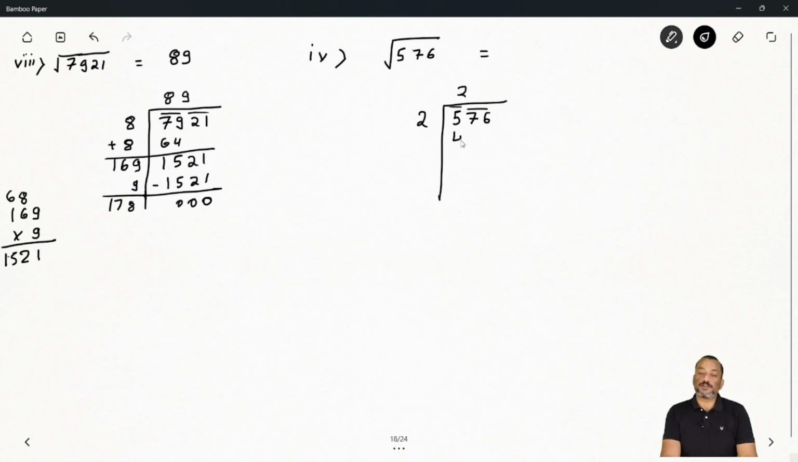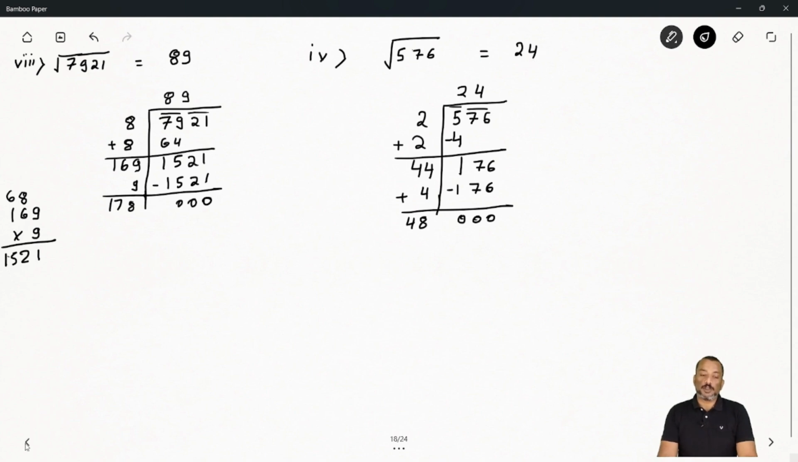2 squared is 4, and here 2 will be added. So you will get 4, and here you subtract, you will get 1. After that you bring down 76, so now 176. Now you multiply by such a number, so you can multiply with 4, and here 4 also you will add. So you will get 176. Now you add this one and subtract this one. So you will get 8, 4, and after that you will get 0, which means the square root of 576 is 24.